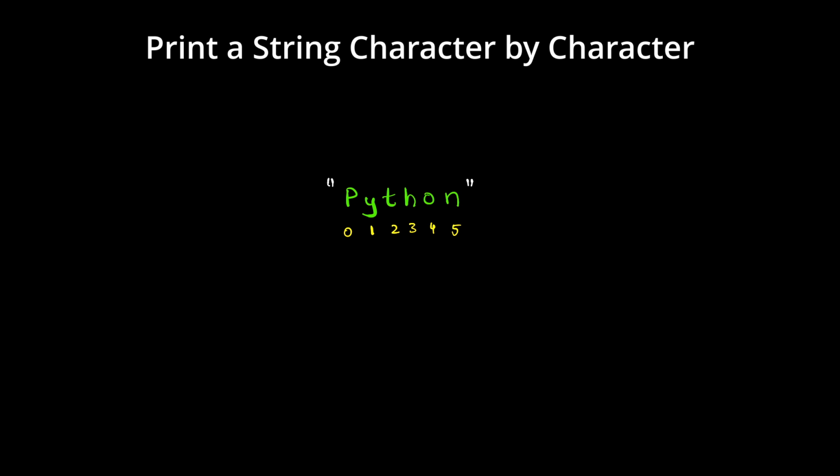Take this string, Python. The characters in this string are P, Y, T, H, O, and N. If we want to print them one at a time, we need to go through the string, character by character, and print each one. Let us take another string, hello. The characters are H, E, L, L, and O. To print these characters individually, we need a loop that goes through the string one letter at a time.